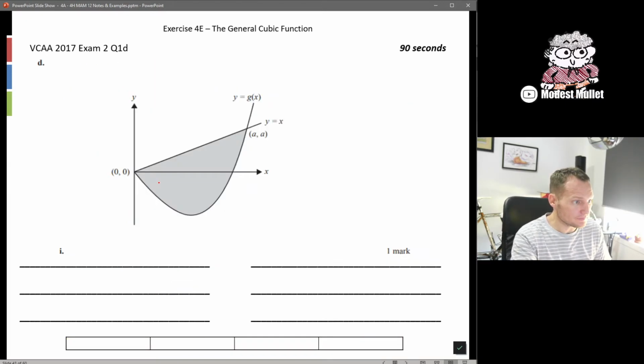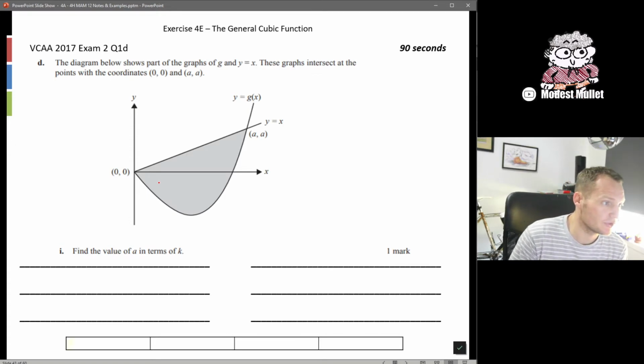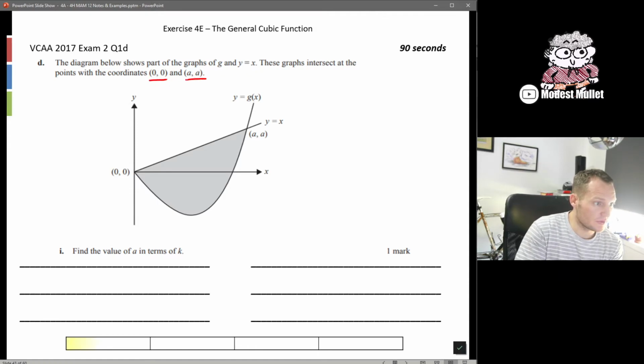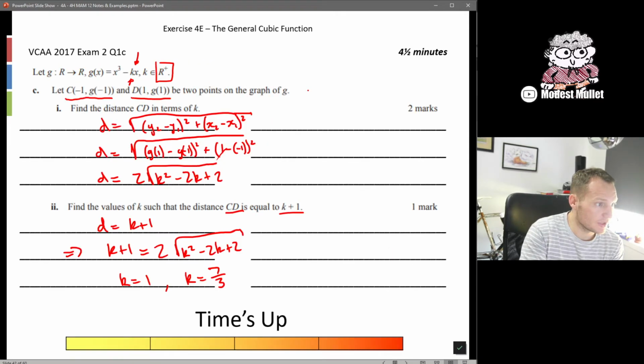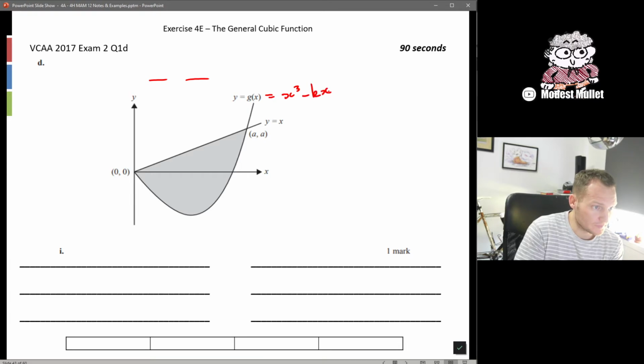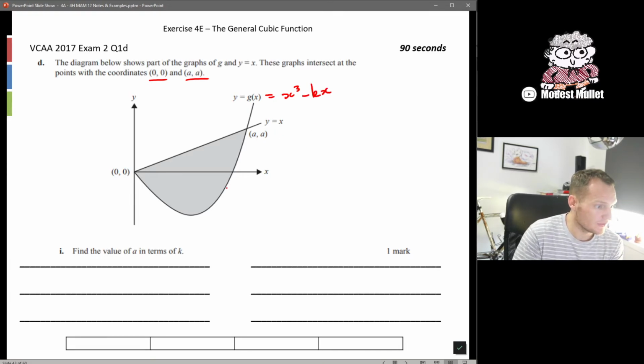Part D. The diagram below shows parts of the graph g and y equals x. These graphs intersect at the coordinates 0, 0 and a, comma a. So g of x is still x cubed minus kx, and then we've got y equals x, and it's just find the value of a in terms of k where these intersect. So we're just finding where the two equations intersect. So we're going to let x equal x cubed minus kx, and we want to solve that.